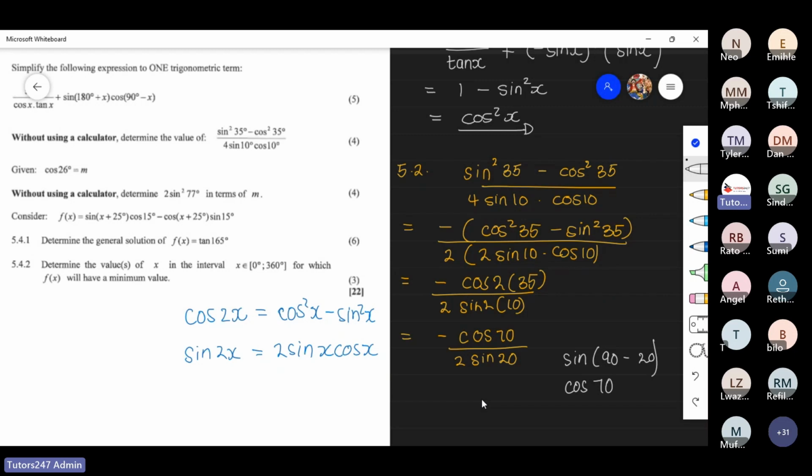Now, if you look at this, we've got cos, we've got sine. You can convert one of them. You can convert the bottom one, sine 20, you can convert that to cos 70. You can convert the top cos 70 into sine 20. They can be converted into the other thing in order to cancel out.